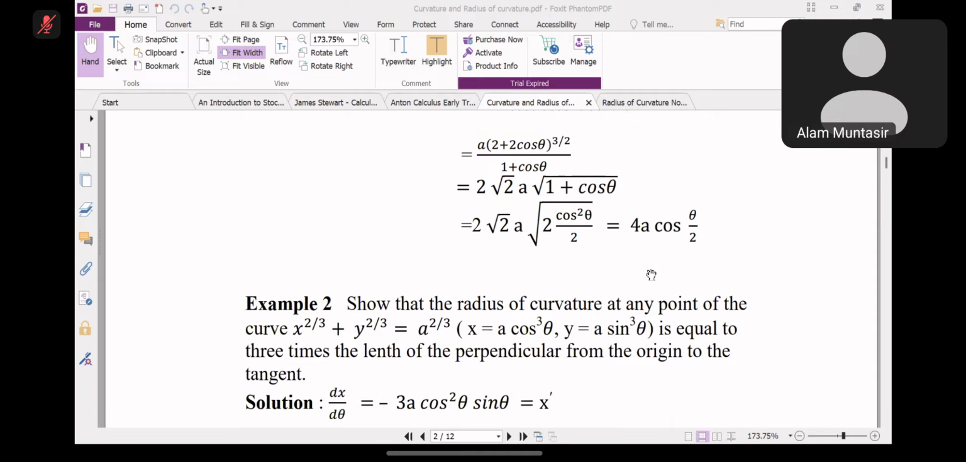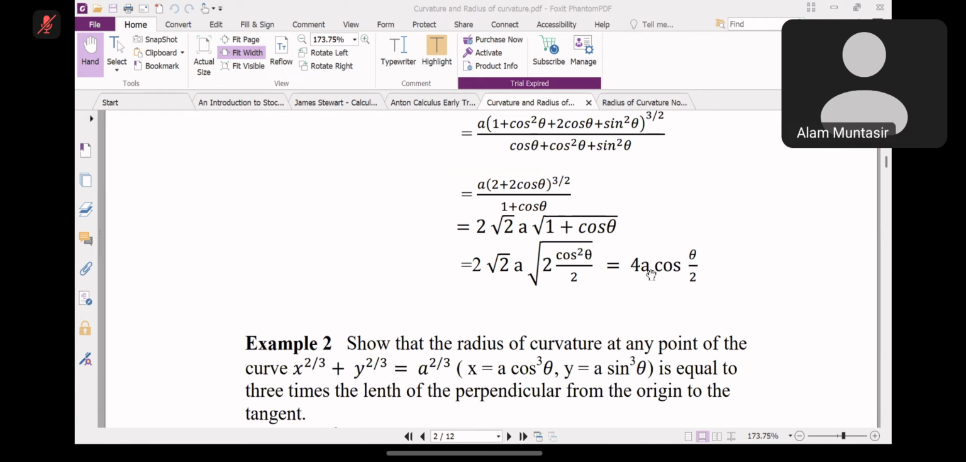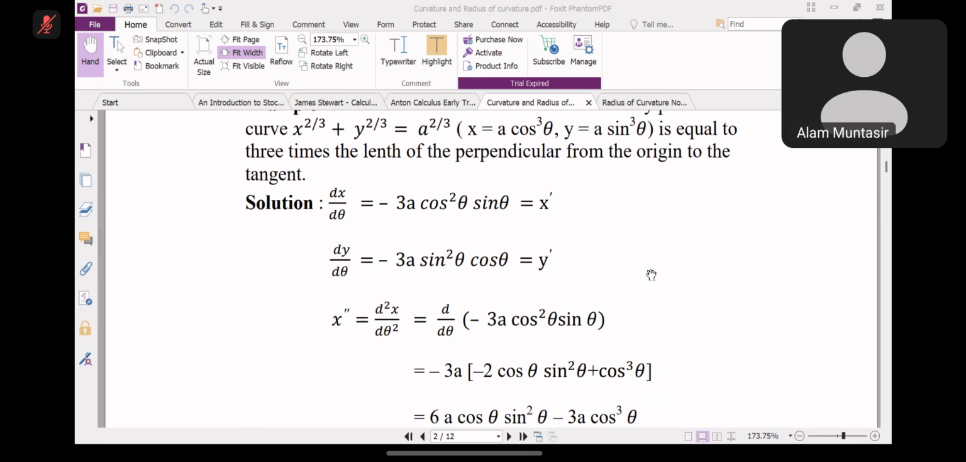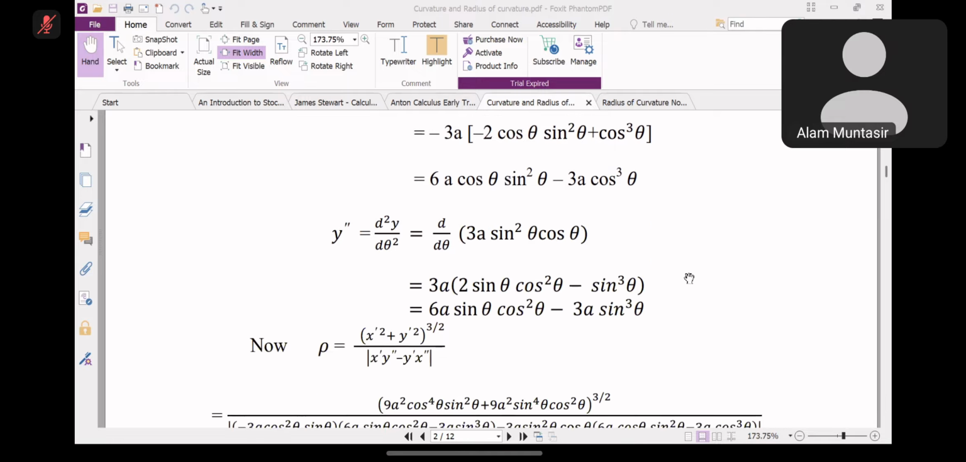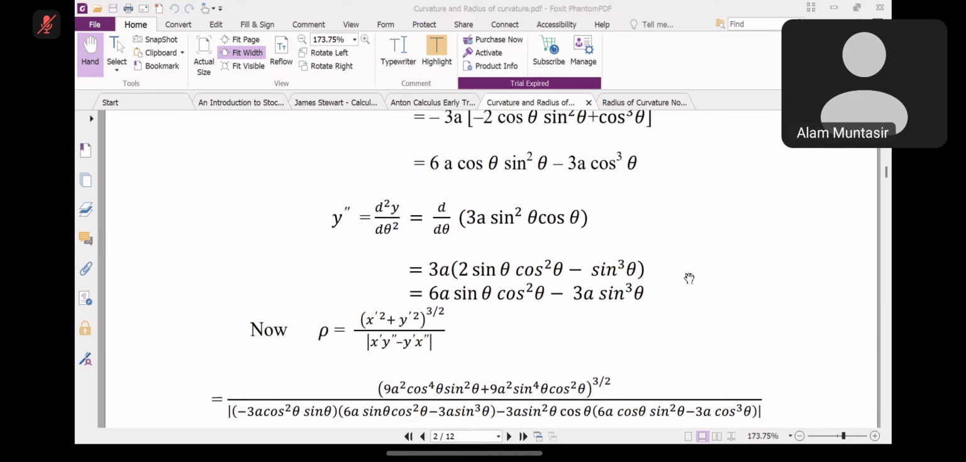Okay, very simple. Just you need to apply some trigonometric identities. The next example is to show that the radius of curvature at any point of the curve is equal to 3 times the length of the perpendicular from the origin to the tangent. Just take a look at the steps of the calculation and then I will discuss.